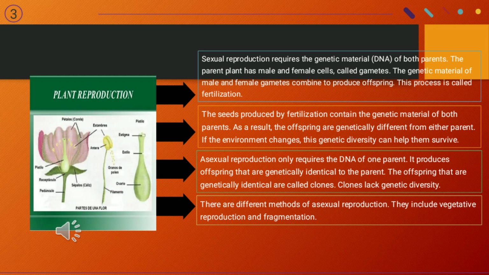If the environment changes, this genetic diversity can help them survive. Asexual reproduction only requires the DNA of one parent. It produces offspring that are genetically identical to the parent. The offspring that are genetically identical are called clones. Clones lack genetic diversity. There are different methods of asexual reproduction. They include vegetative reproduction and fragmentation.